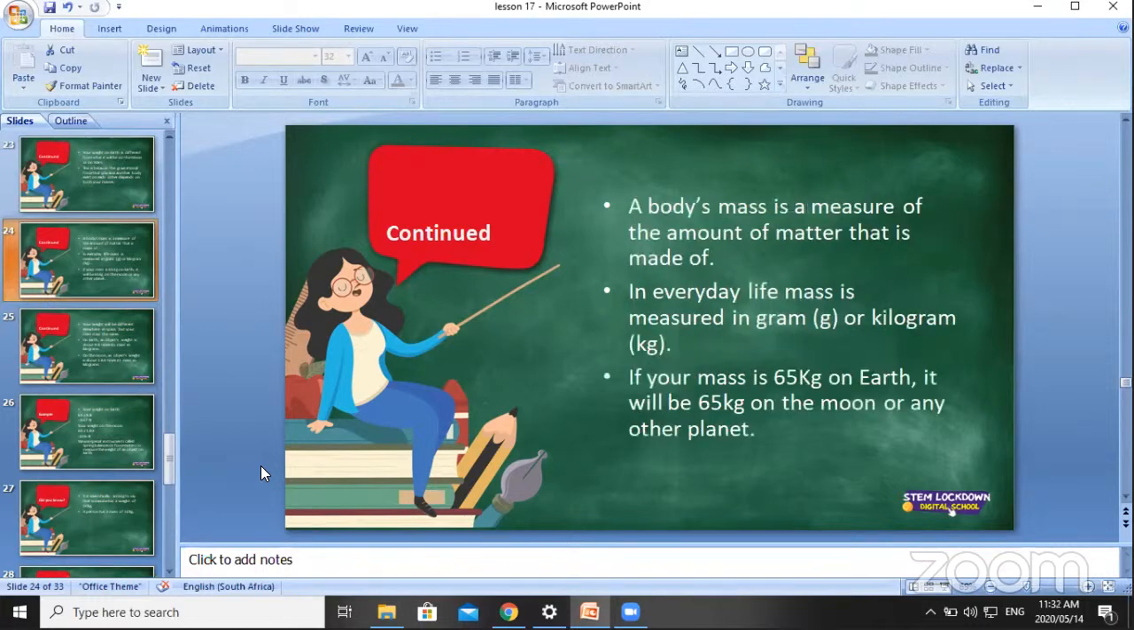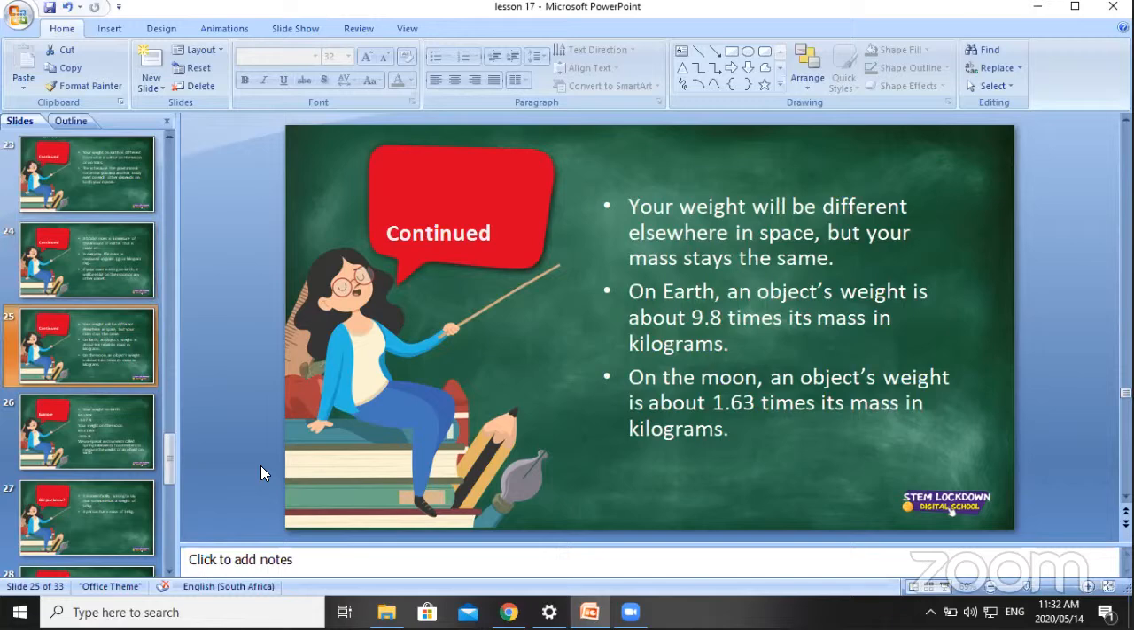They say a body's mass is a measure of the amount of matter that it is made of. In everyday life, mass is measured in grams or kilograms. If your mass is 65 kg on Earth, it will be 65 kg on the moon or any other planet. Your mass, not your weight. Are we clear? Your weight differs from planet to planet, but your mass is consistent. Your weight will be different elsewhere in space, but your mass stays the same.